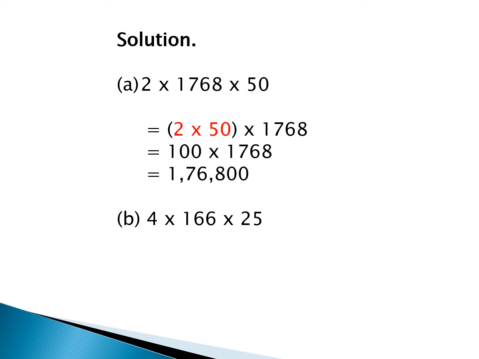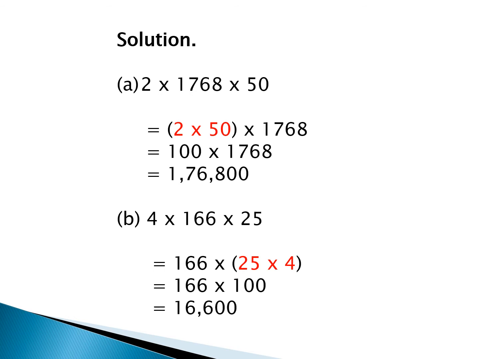4 multiply 166 multiply 25. You all know 25 multiplied by 4 gives 100. So clearly in this part we will group 25 and 4 together in the bracket. So 166 multiply bracket 25 multiply 4 and bracket close. That means first we will solve 25 multiply 4. It will give us 100. Now the question can be written as 166 multiply 100. This is the step. Now after solving this, we will get 16,600, which is our answer. I hope children these two questions are clear to you.